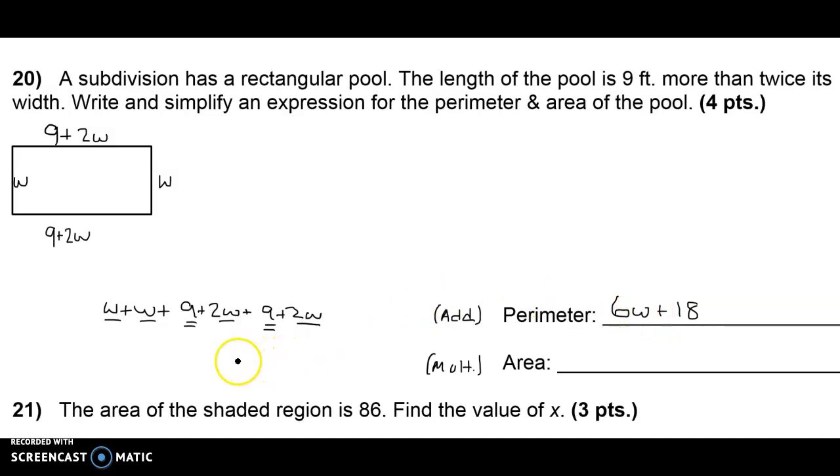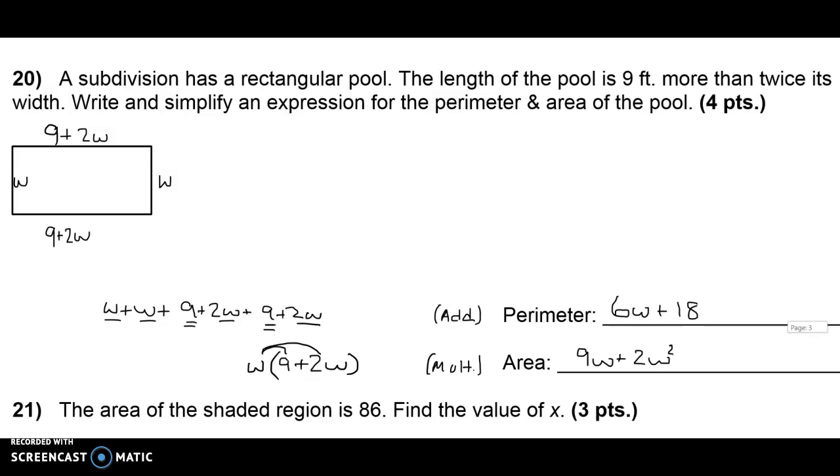Area is just length times width. So my width, I'll do my width first, is W times 9 plus 2W, okay? You could box this if you want. You can make a 1 by 2 box, or it's a simple distribution problem, okay? W times 9 is 9W, and W times 2W is, just like what we've been doing this whole unit, 2W squared, okay? Gotta add your exponents, okay? So don't let the sentence trick you. Just take it and make it into a mathematical expression, 9 plus twice the width.